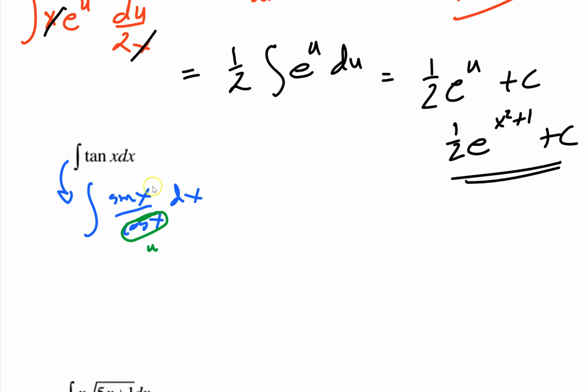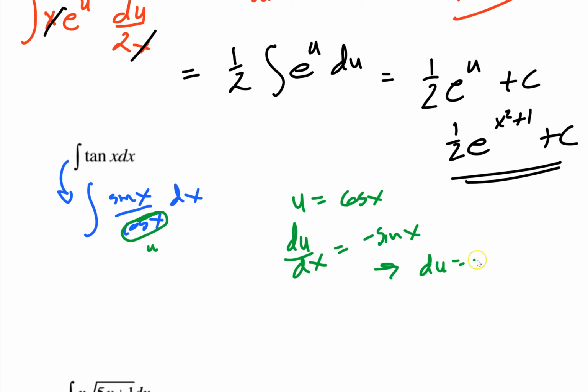That one, when I plug my thing back in, hopefully it cancels with the sine. Again, if you're not sure, just pick one. Try sine and see if it works. But the trick is going to be, let it be the bottom one. So my u is going to be cosine x. I'm going to take the derivative of both sides. So du over dx, the derivative of u, equals the derivative of cosine, which is negative sine x. Again, just like always, try to get dx by itself. So do a little algebra. Divide by that.